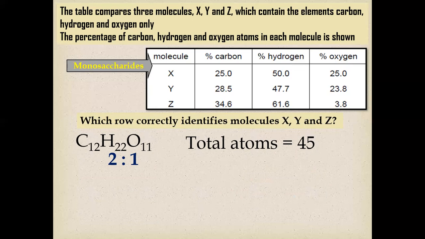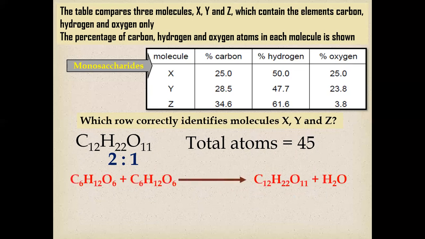Now we're going to check another molecule, Y, which can be a disaccharide or a polysaccharide. According to the formula of a disaccharide, when two molecules of monosaccharide combine together, they produce the disaccharide by a condensation reaction, and it produces one water molecule. So the formula of a disaccharide will be C12H22O11, and the total number of atoms present in the disaccharide is 45, and the ratio is also 2:1.